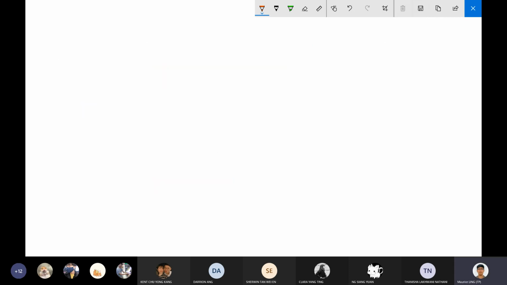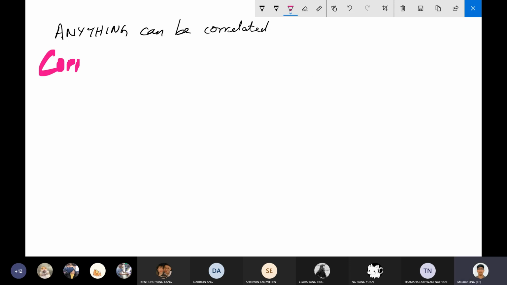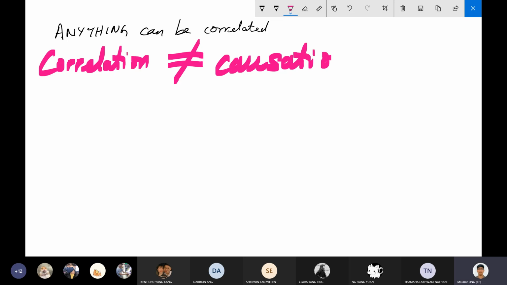Okay, so the last thing that I want to say is actually very important. Anything can be correlated. Okay, and because of that, correlation does not equal causation. Correlation does not equal causation.